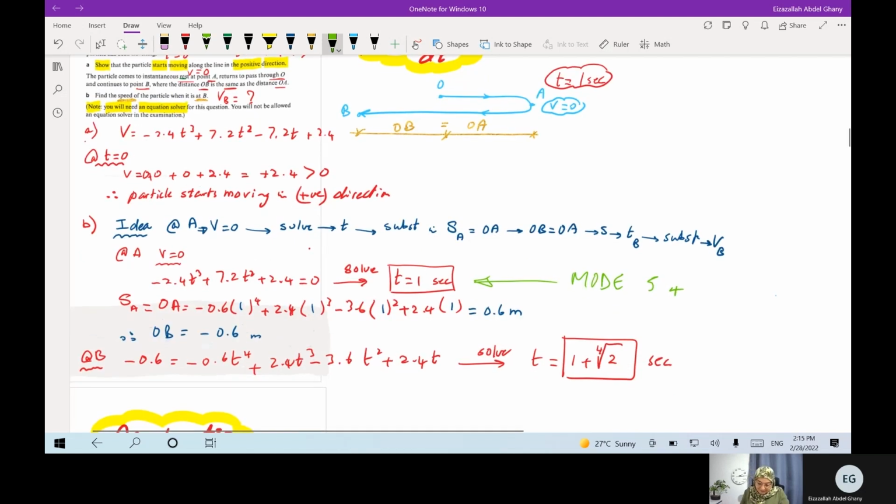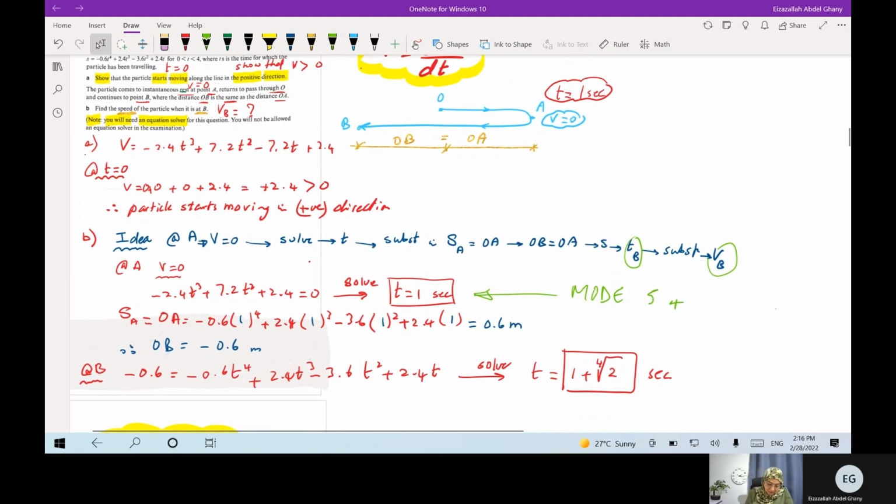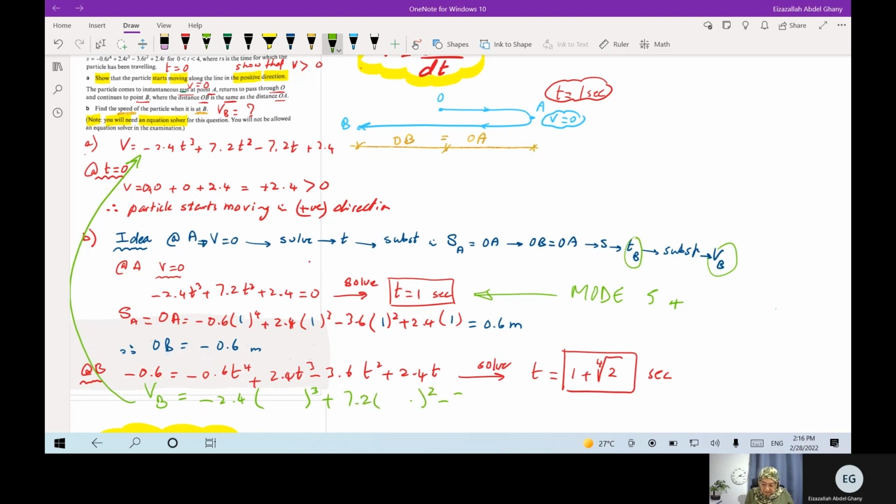So after getting the time at B, we go and substitute in the velocity to get the velocity at B. How to get the velocity? Here it is. Velocity at B is substituting in this one: negative 2.4 big brackets cubed plus 7.2 big brackets squared minus 7.2 brackets plus 2.4. And we substitute in the brackets 1 plus 4th root of 2.